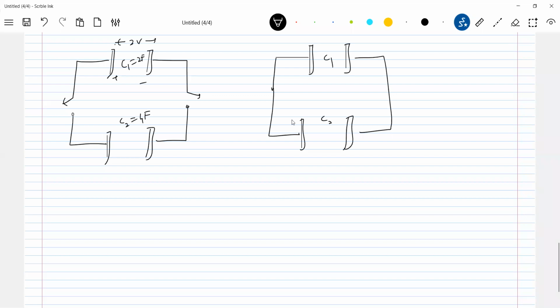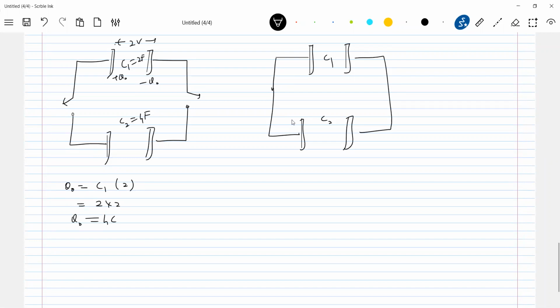Okay, look at the polarity, plus minus. The initial potential is equal to 2 volts. So first we'll calculate the initial charge. So Q naught is equal to C1 into 2 volt. C1 is 2, so 2 into 2, 4 coulombs. This was the initial charge in this capacitor. I'll close the switch. Then what will be the final charge in both the capacitors?